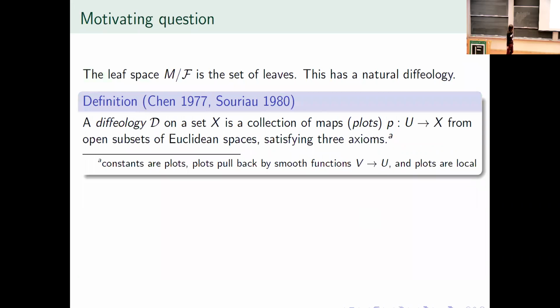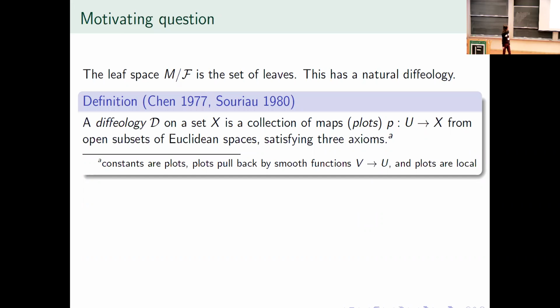Okay, so what will we do with these? The question I'm interested in is taking a singular foliation and looking at the leaf space. What I want to do is use what's called the diffeological structure on this leaf space to probe information about the transverse geometry. So here we're going to do a bit of a comparison, which we'll make precise in a second. The leaf space will be denoted by M mod F.